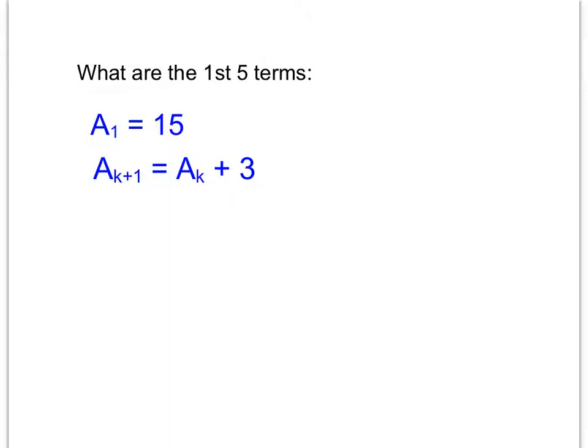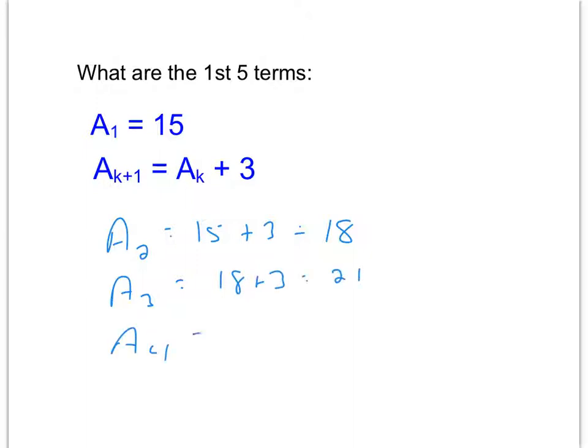So if a sub 1 is 15, a sub 2 is going to be a sub 1, which is 15, plus 3, which is 18. A sub 3 is going to equal 18 plus 3, which is 21. A sub 4 is 21 plus 3, which is 24. And last but not least, a sub 5 is going to be 24 plus 3, 27. This is an arithmetic sequence defined recursively, though.